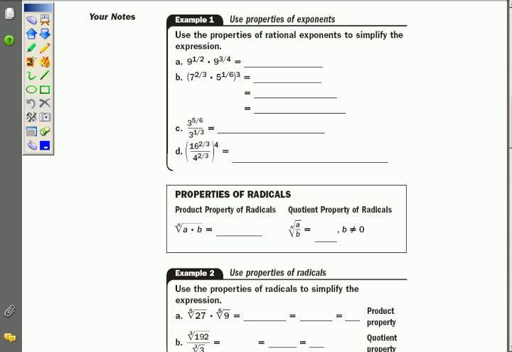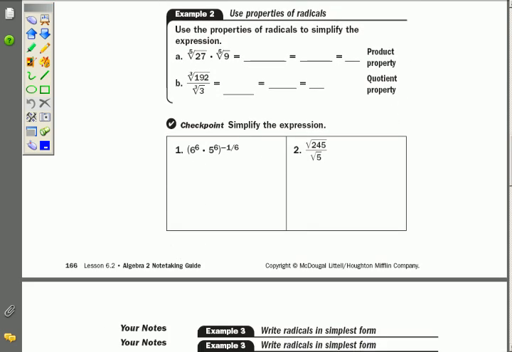In example 2, and you guys are going to be doing a checkpoint about this same thing in just a moment, so be ready. In example 2, I have something that looks like this. Well, it says you can combine those things. It's just the opposite of what we were doing there. It's going the reverse direction.